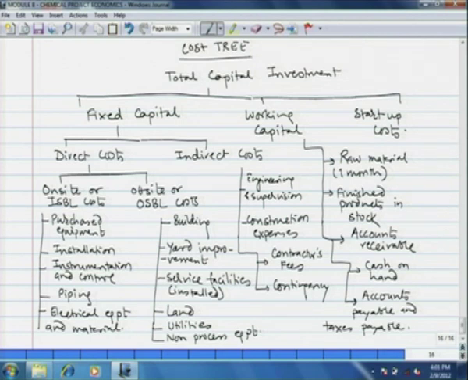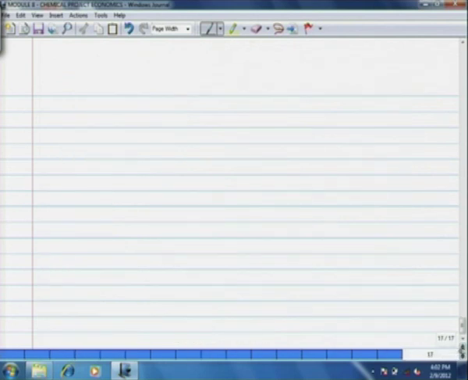Now, with this tree we will try to see whether we can estimate the total capital investment only on the basis of the on-site cost, which is the total cost of major equipment that we are going to design. Now, let us develop a simple cost model. As I said, the startup cost is typically 10% of fixed capital.